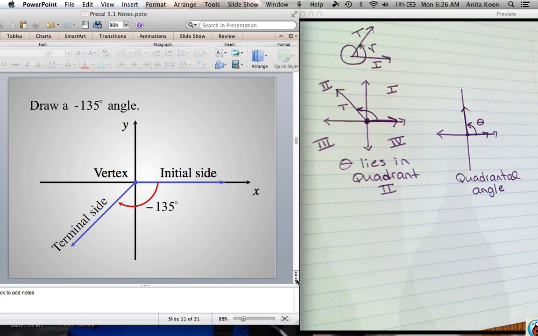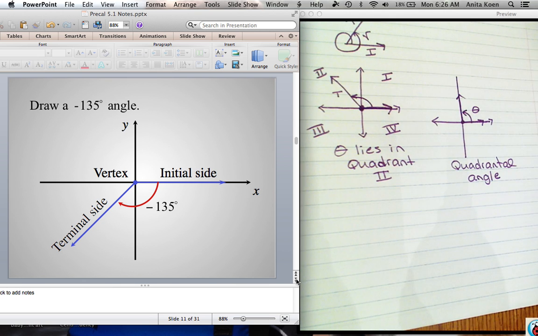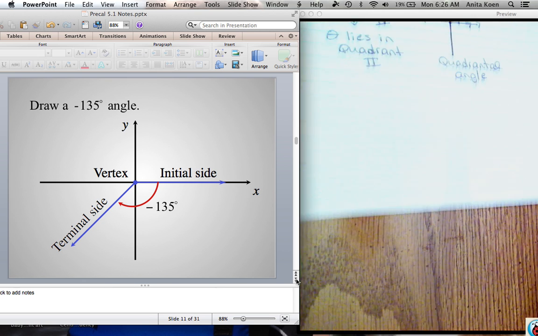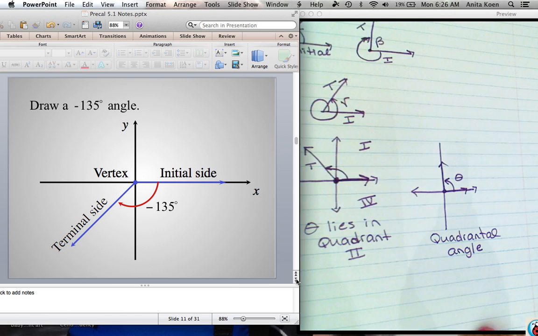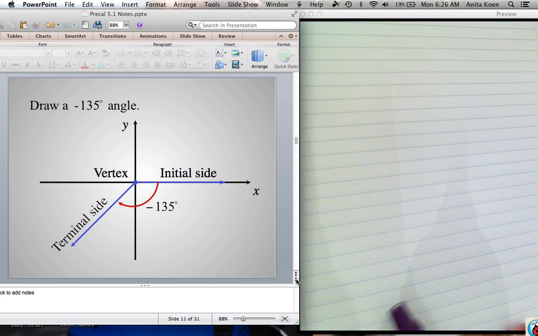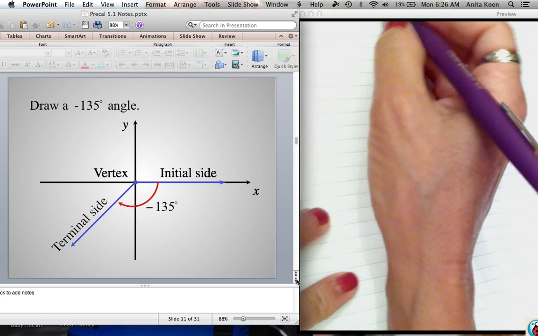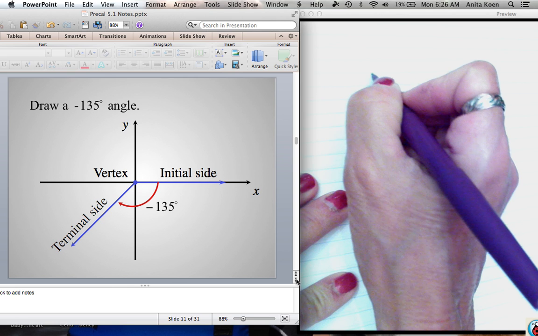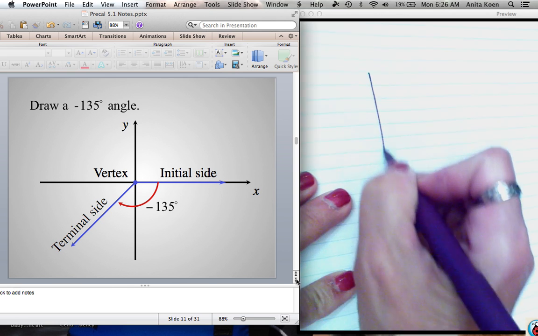Now, if we were going to draw an angle that was negative 135 degrees. Actually, let's just change paper here so that we don't get confused. Okay, if we were going to draw an angle that was negative 135 degrees, I know you already have a picture here, but I want you to kind of follow along as we draw this together.